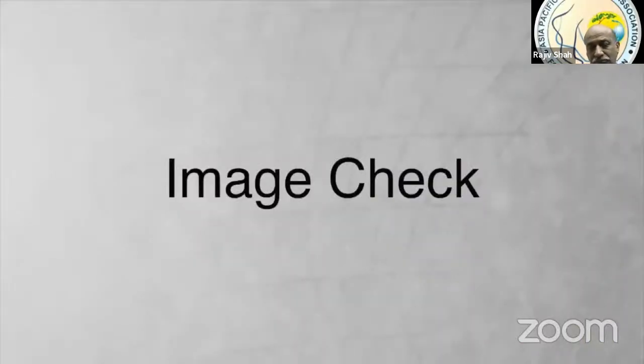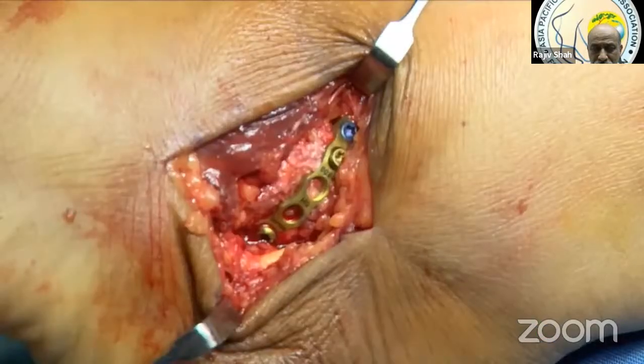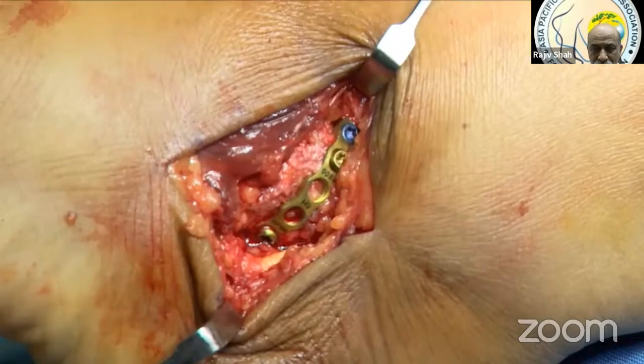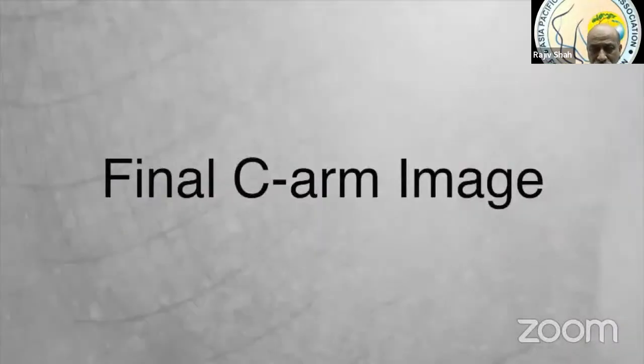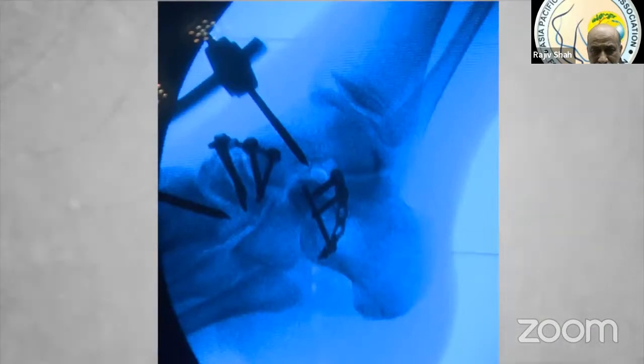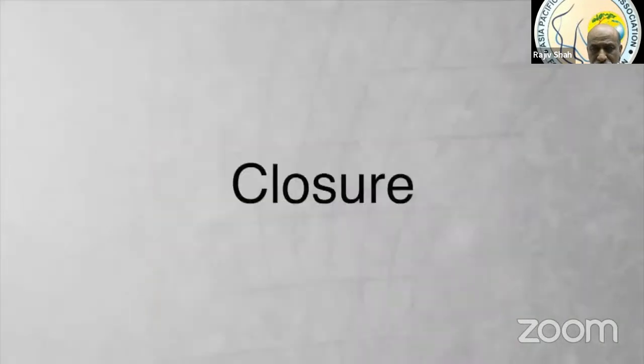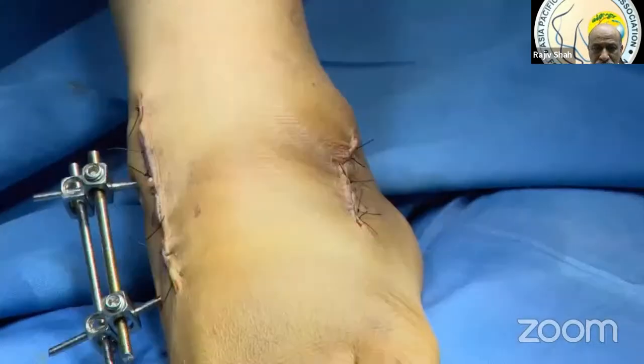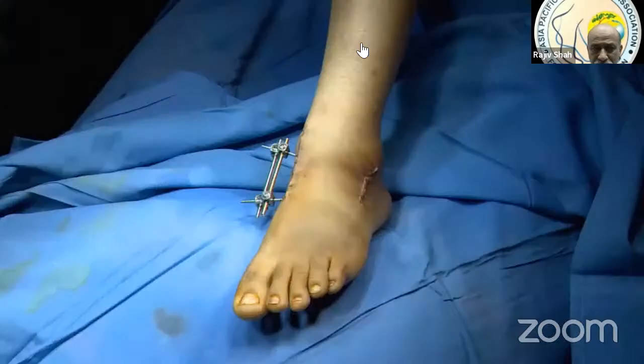The image check after temporary fixation shows perfect alignment of the anterior process of the calcaneus, which is then fixed with a compression screw, and neutralization is done with a mini fragment plate. The final image looks like this. With the distractor on, a navicular plate and a lateral plate, excellent reconstruction of the joints is seen in the lateral, AP and oblique views. Closure is done in layers and this is how the post-operative clinical picture looks.